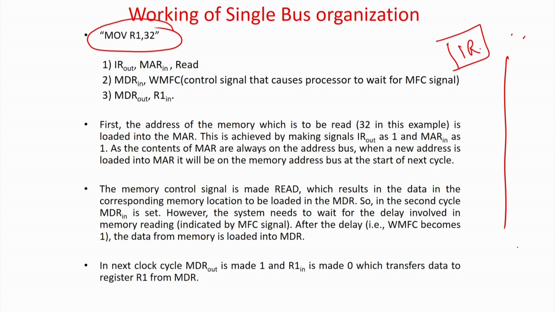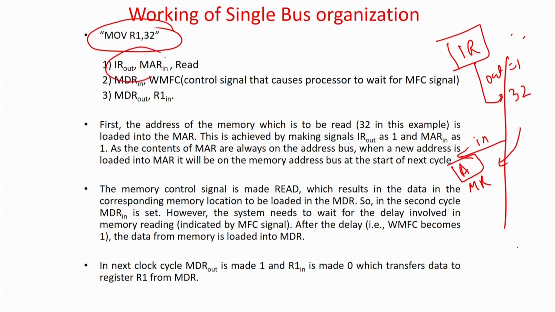The instruction register is the heart. So, what will it load? It will load the value of 32 into the memory address register. As I told you, this is the memory address register, MAR. In this case, memory address register in will be 1 and instruction register out will be equal to 1, because the instruction register will dump the value of 32 to the memory address register.